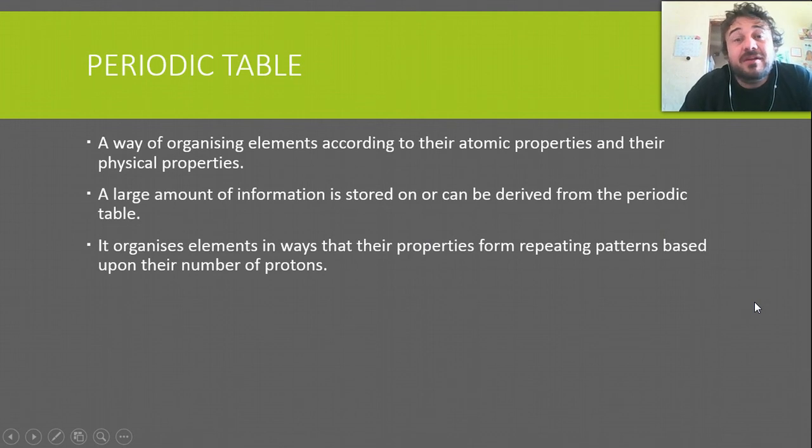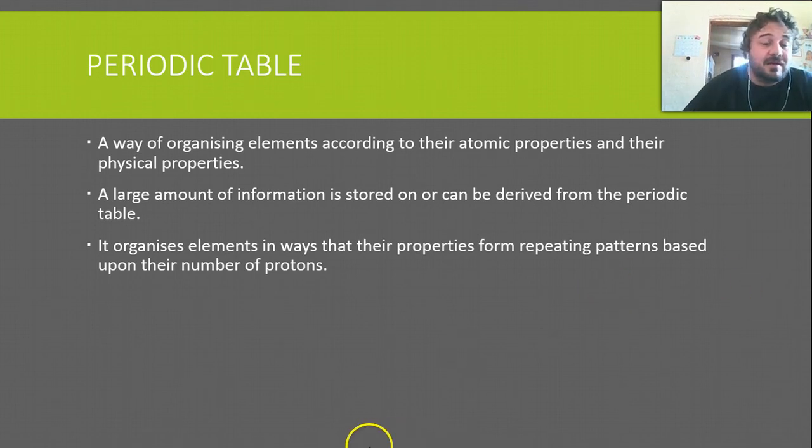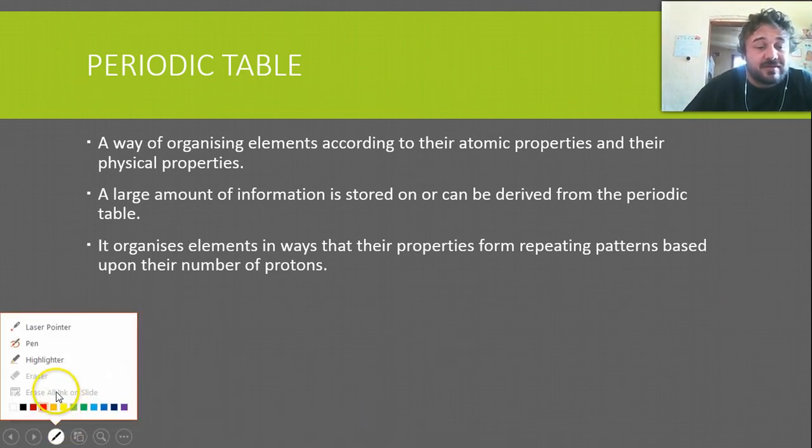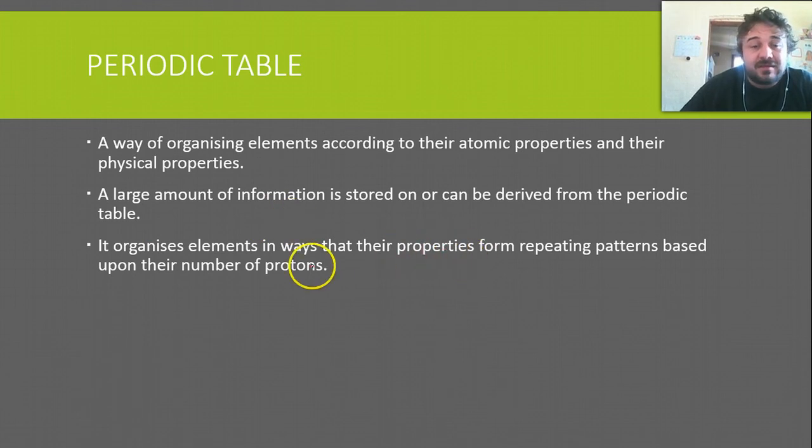Now, the periodic table, we can get all that information for any atom we want from the periodic table. Basically, the periodic table is a way of organizing elements according to their atomic properties and their physical properties. The atomic property we use to organize them is their number of protons. So element 1 has 1 proton. Element 2, 2 protons. Element 17, 17 protons.